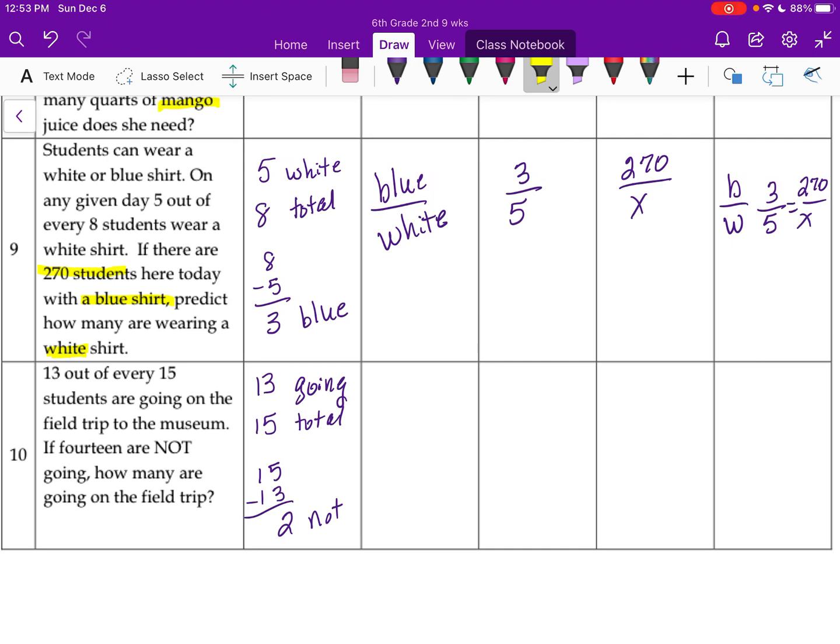Okay, so we have 14 are not going. So how many are going? The ratio we need is not going to going. How many are not going to how many are going? So look at our original ratio. 2 are not going and 13 are going. And then our unknown ratio would be 14 are not going, and we don't know how many are going. So not going to going is 2 to 13, which is 14 to x.